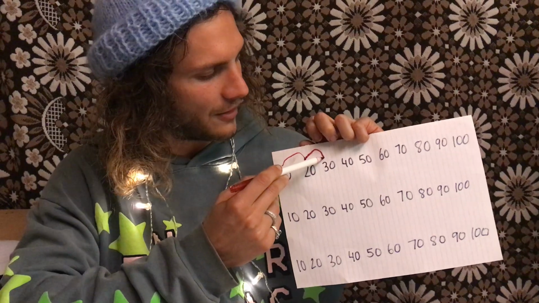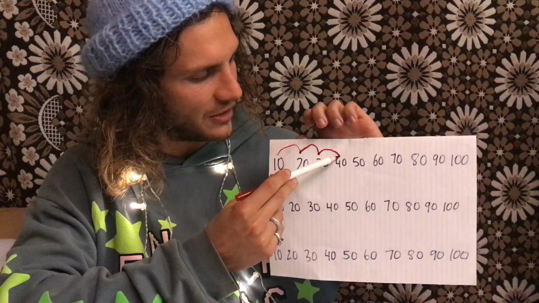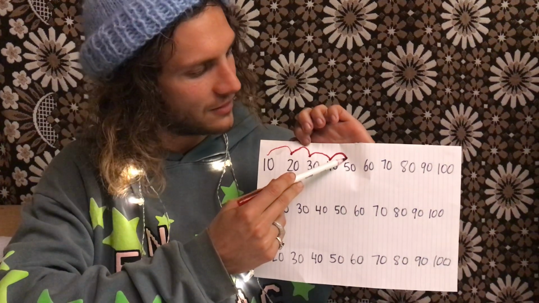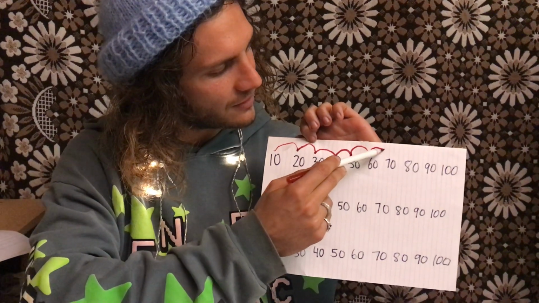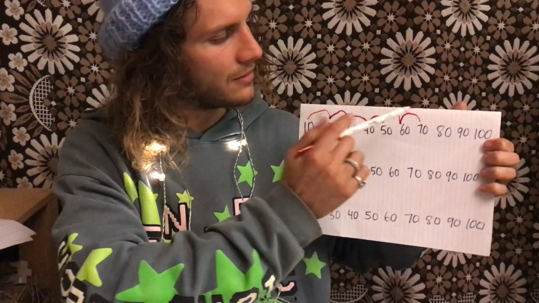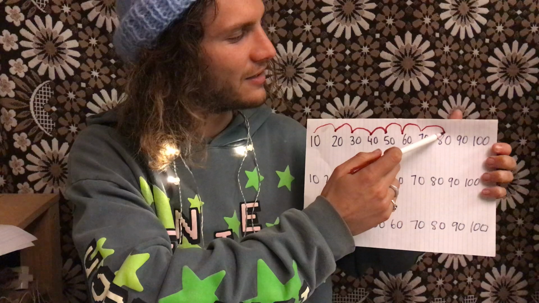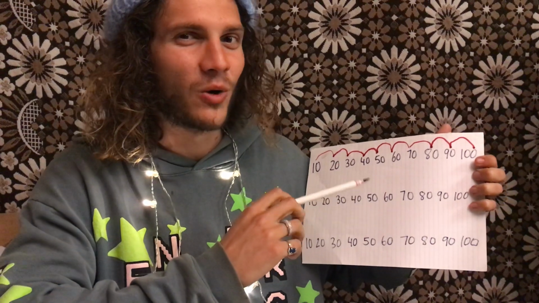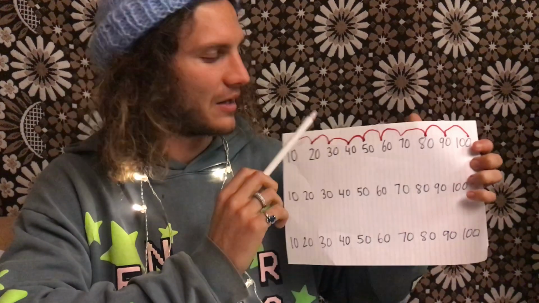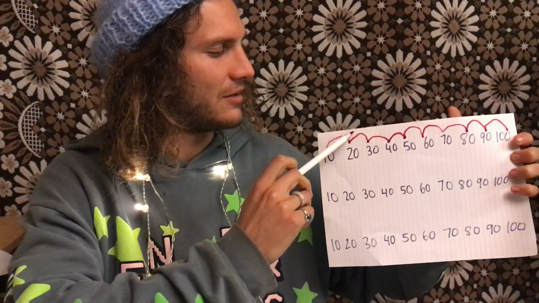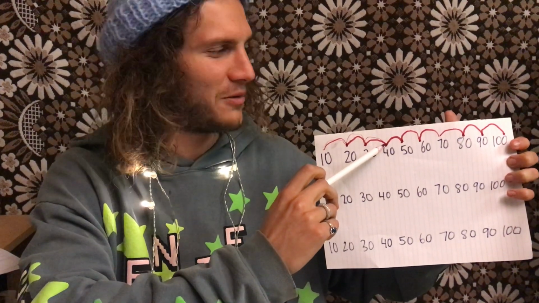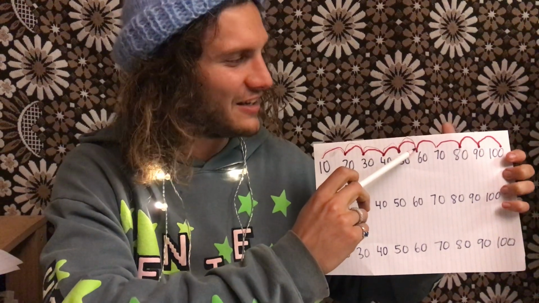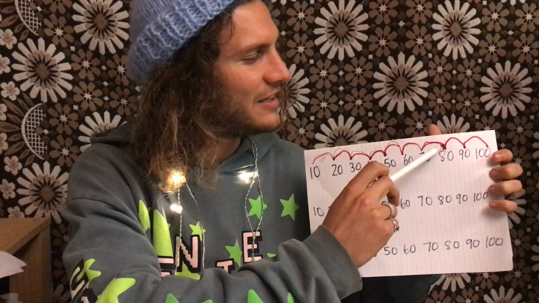10, 20, 30, 40, 50, 60, 70, 80, 90, whoa, 100. That's the big number, 100. Let's do that again. 10, 20, 30, 40, count with me, 50, 60, 70, 80, 90, 100.